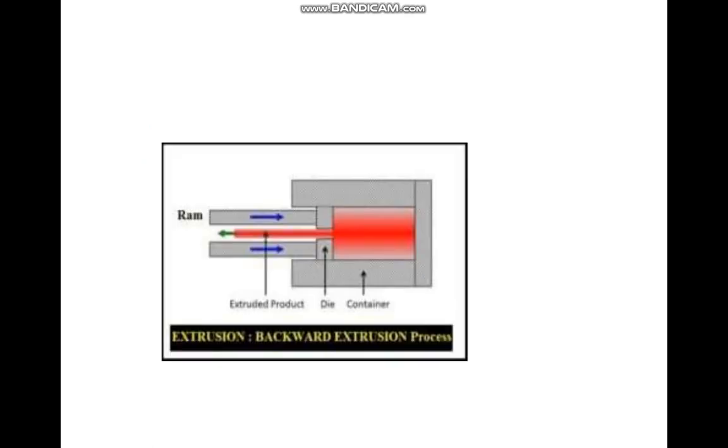And in backward extrusion, in this case, the ram is moving, so the billet automatically comes through the die opening. So less friction is there, so less force is required for the billet or molten metal to come through this mold cavity. So this is the block diagram of the backward extrusion process.